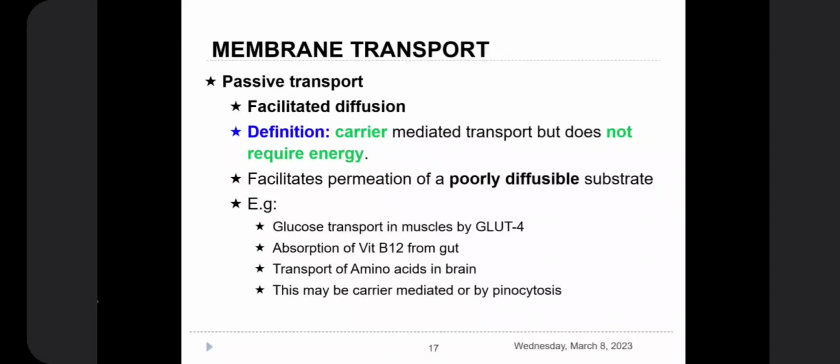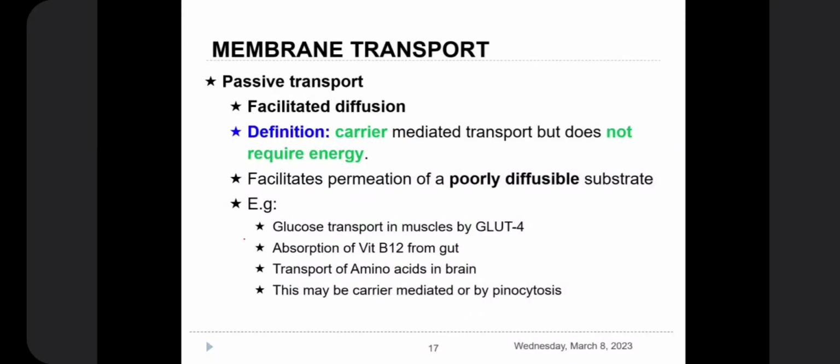Okay, this is just the simple diffusion. Next, let's understand the other type of passive transport, facilitated diffusion. Why do we call it facilitated? Because this diffusion relies on a carrier. This is a carrier-mediated transport. Similar to simple diffusion, both of them do not rely on energy, but the difference is that facilitated diffusion needs the carrier.